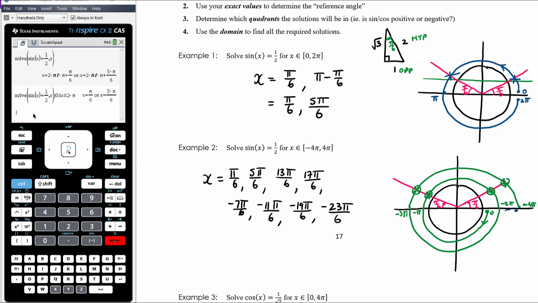Now I would say conventionally I'd write them in order from smallest to largest, so negative 23 pi on 6, negative 19 pi on 6, negative 11 pi on 6, negative 7 pi on 6, pi on 6, 5 pi on 6, 13 pi on 6, and 17 pi on 6.